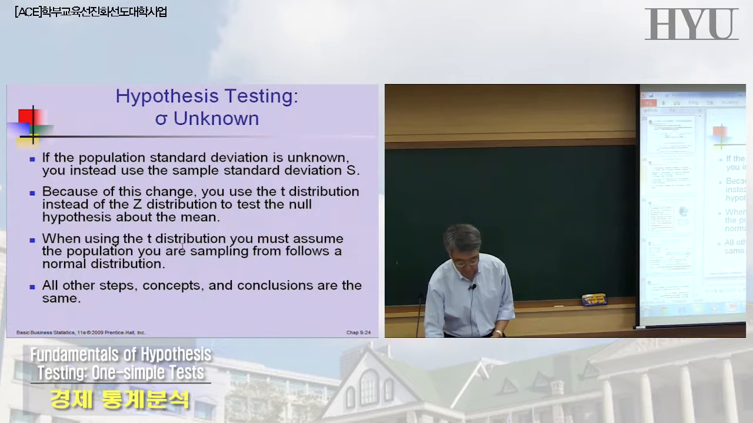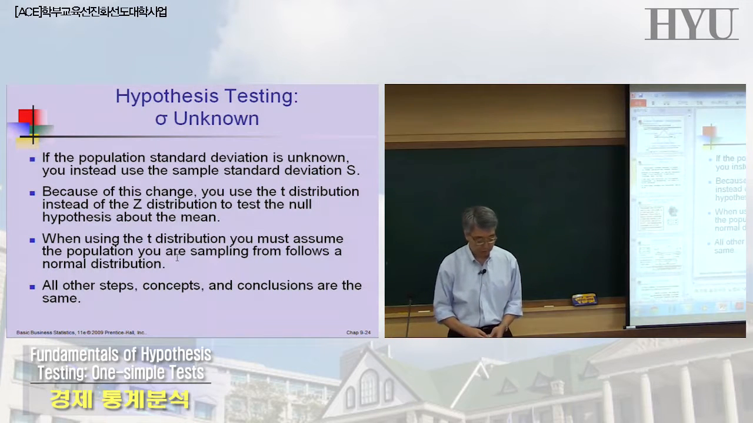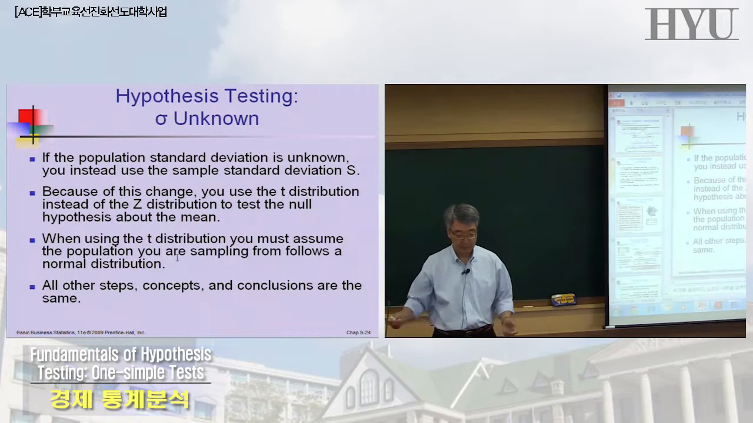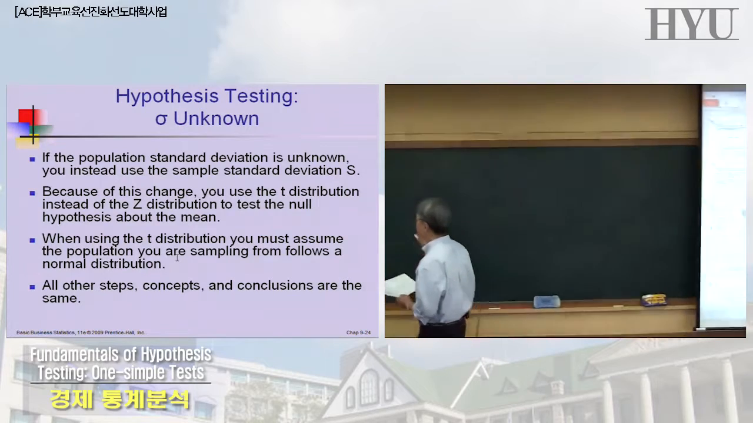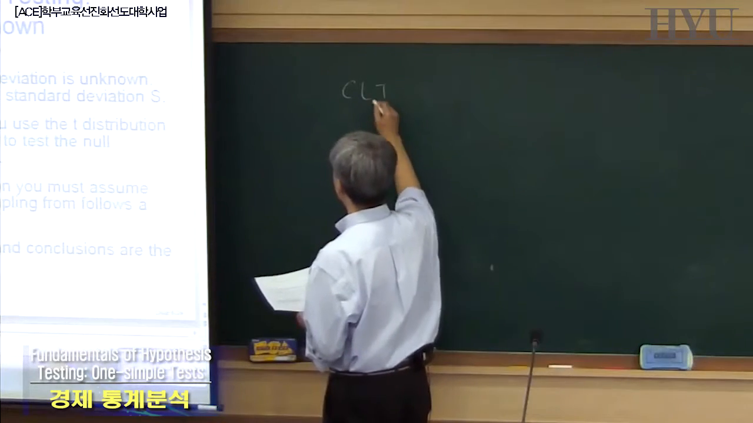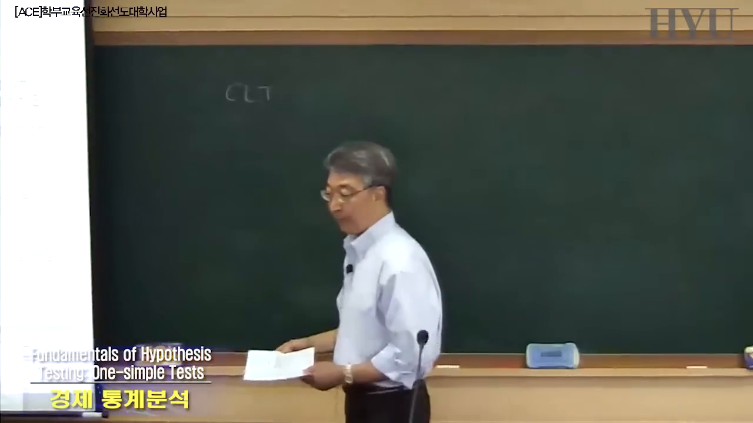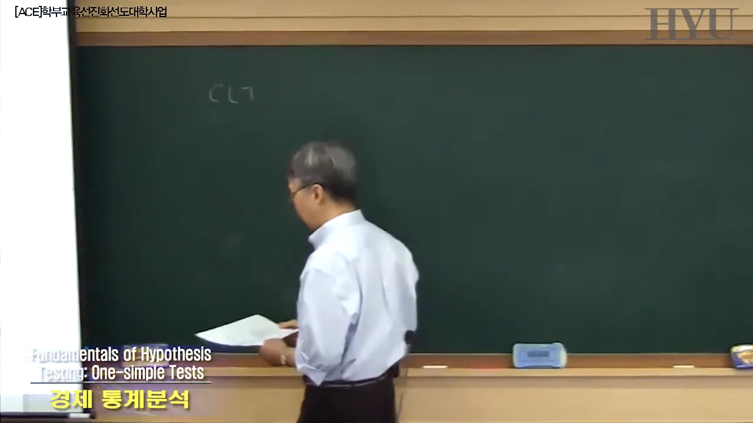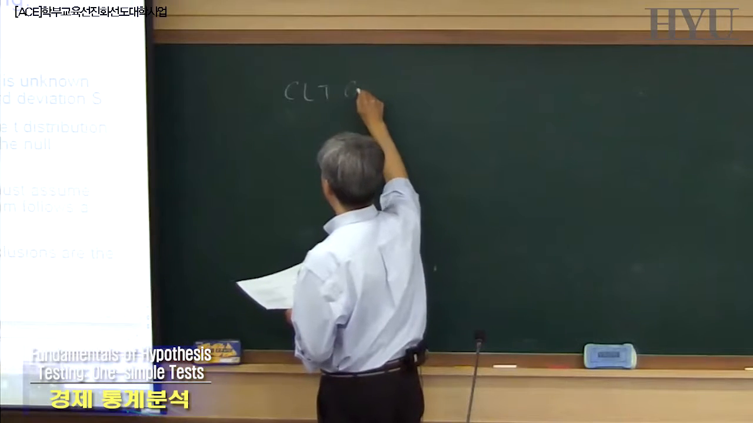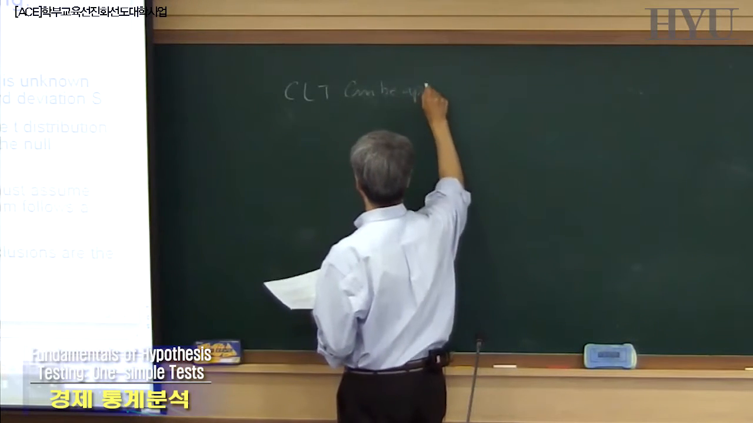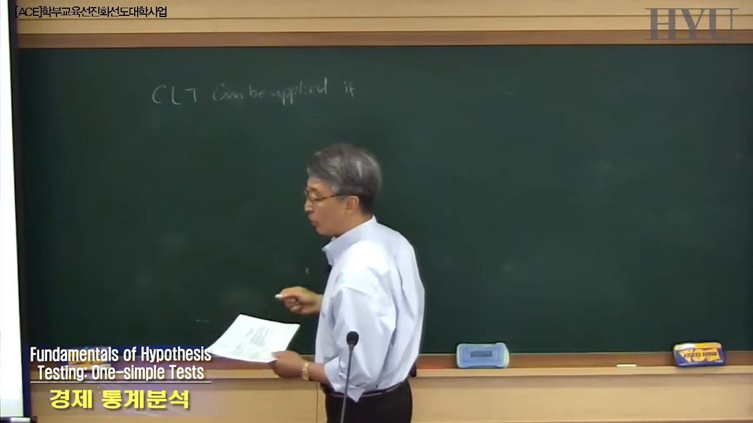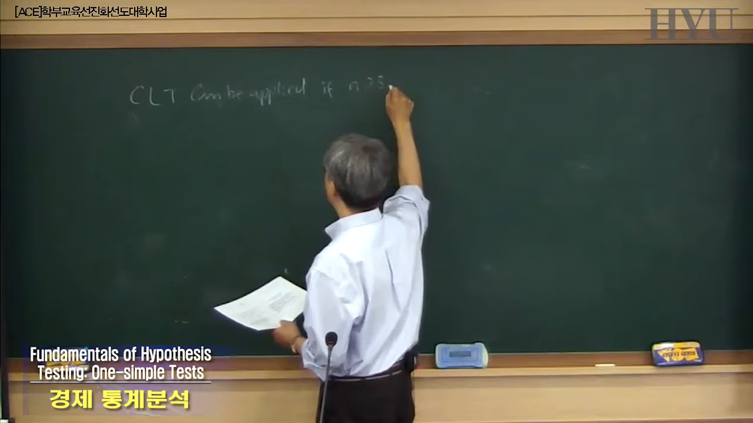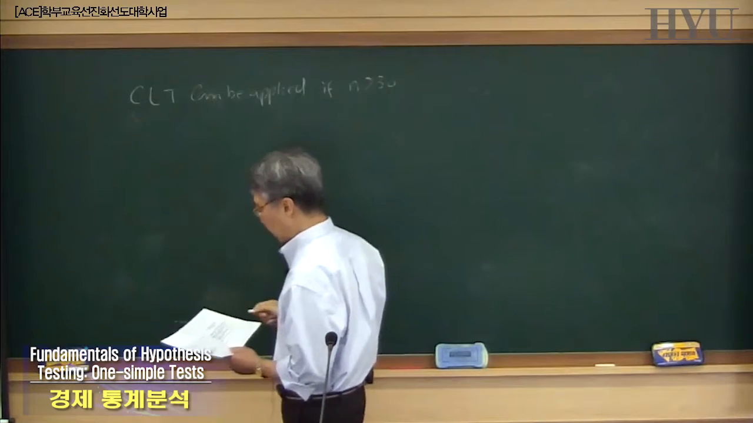When using the t-distribution, we must assume that the population you are sampling from follows a normal distribution. So what if you cannot easily assume that? Then you can apply CLT. What is CLT? Central limit theorem. The central limit theorem can be applied if you are using a relatively large sample, which is a sample size greater than 30.